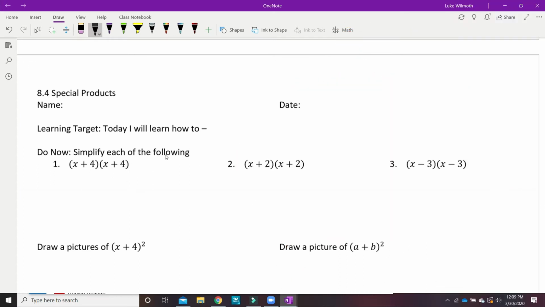So we're looking at two different types of circumstances here in this problem. You could try this do now if you wanted to pause the video here and go over that. These are basically what we're learning today. One of the special types of products are when we have something like a quantity squared. So today we're going to learn how to multiply special binomials.